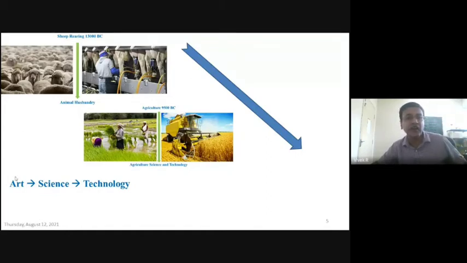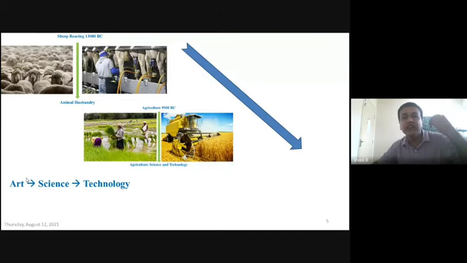Like I said, all of these important activities that humans were depending on started off as an art. We practiced it as an art. We didn't know much about the science, but as I said, the past 300 years have revealed a lot of interesting information about the science behind all these macroorganisms that enabled us to cater to our demand for the future.